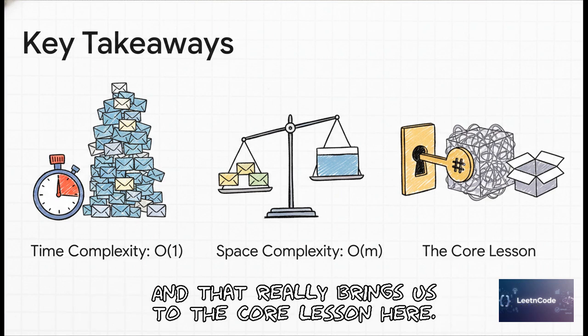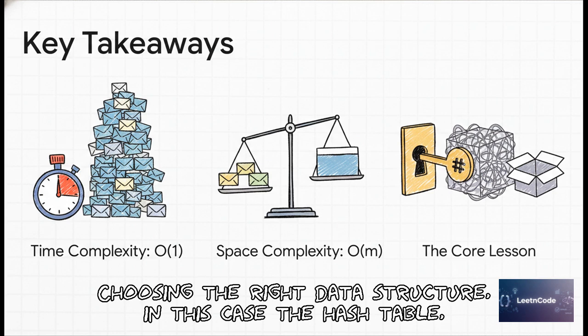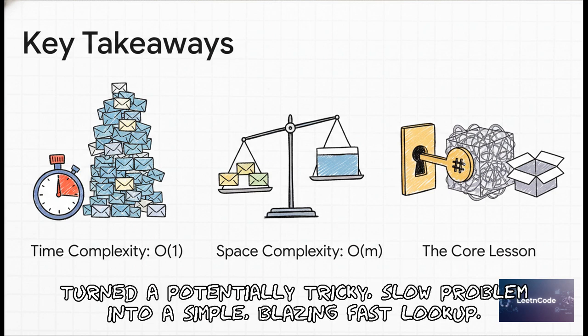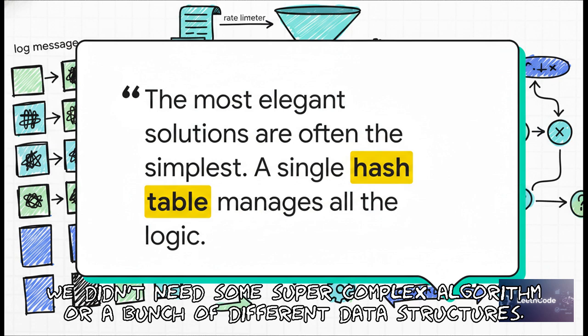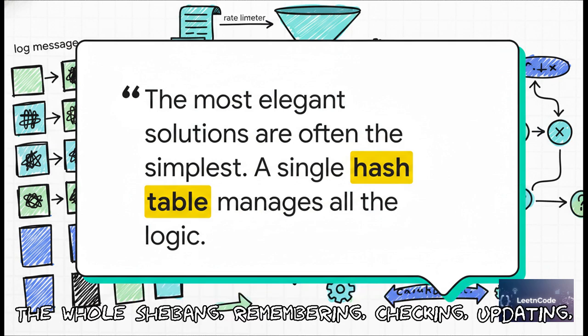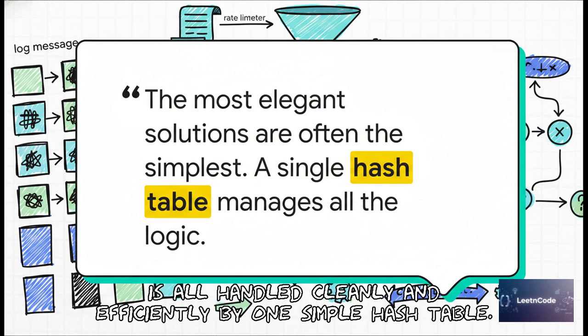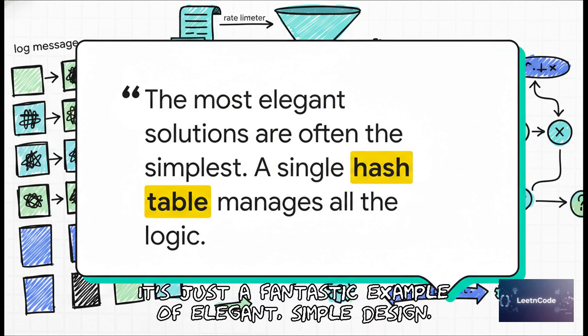And that really brings us to the core lesson here. Choosing the right data structure, in this case the hash table, turned a potentially tricky, slow problem into a simple, blazing fast lookup. And that's really the beauty of it, isn't it? We didn't need some super complex algorithm or a bunch of different data structures. The whole shebang, remembering, checking, updating, is all handled cleanly and efficiently by one simple hash table. It's just a fantastic example of elegant, simple design.